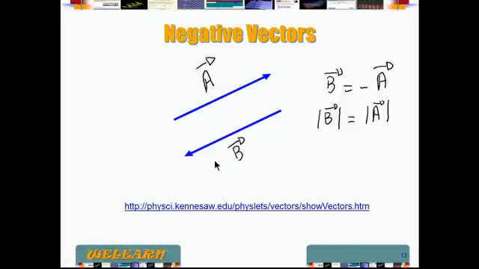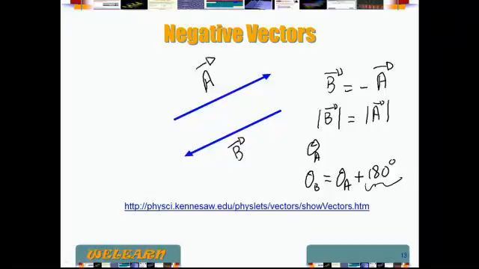So mathematically, how do we represent that? If the direction of A, let's call it theta sub A, and if the direction of B is theta sub B, so theta sub B is equal to theta sub A plus 180 degrees. That's the direction of the negative of the vector A. So we just have to add 180 degrees.